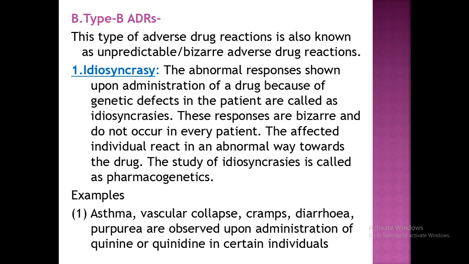Example, asthma, vascular collapse, that is circulatory failure, cramps, that is painful muscle contractions, diarrhea, purpurea. Purpurea is the appearance of purplish spots over the skin because of internal hemorrhage, are observed upon administration of quinine or quinidine in certain individuals. Quinine is an anti-malarial, quinidine is an anti-arrhythmic drug used in abnormal heart rate.